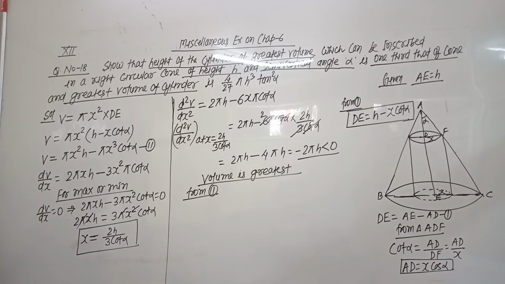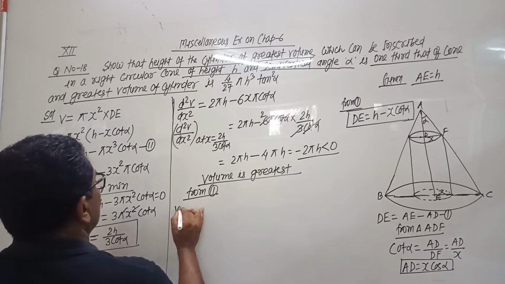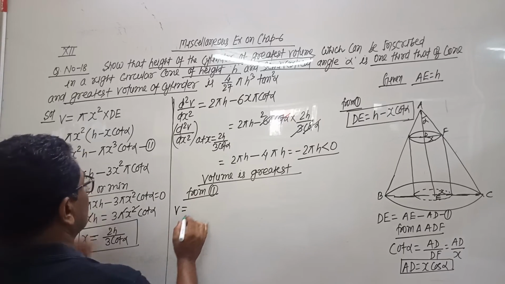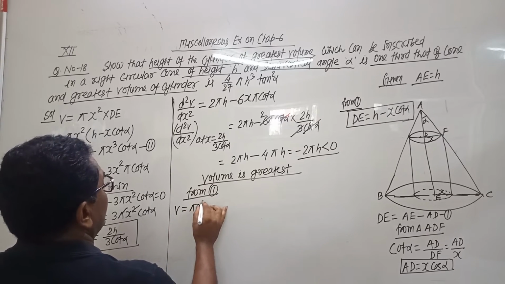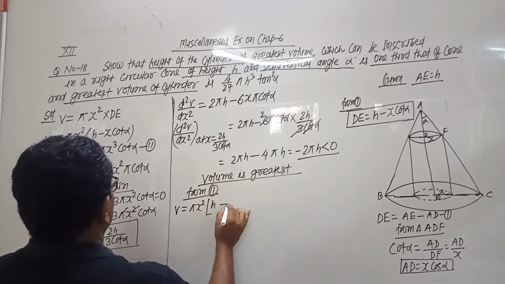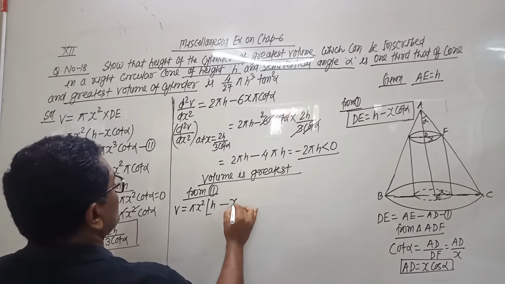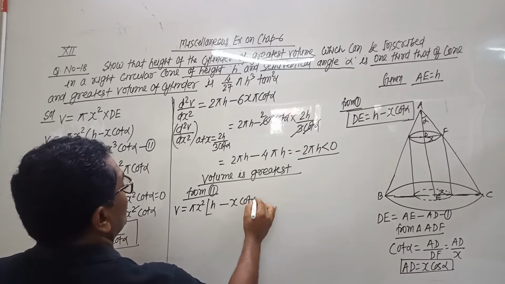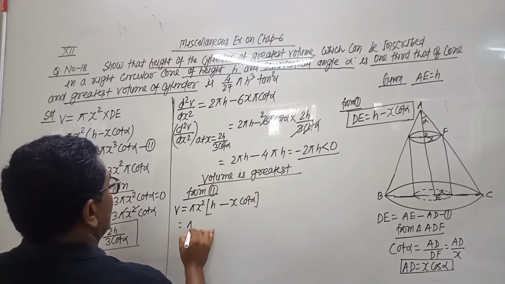Put the value of x in equation number second. So from equation number second, we take common: V equals pi x square is common, pi x square and this h minus x cot alpha.